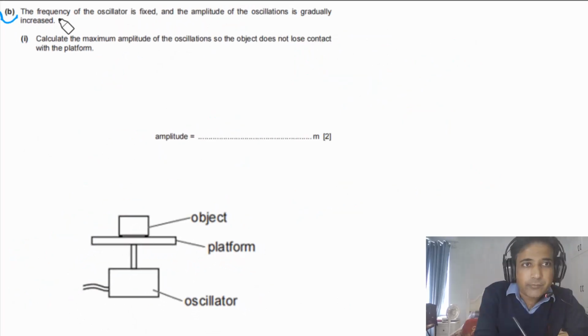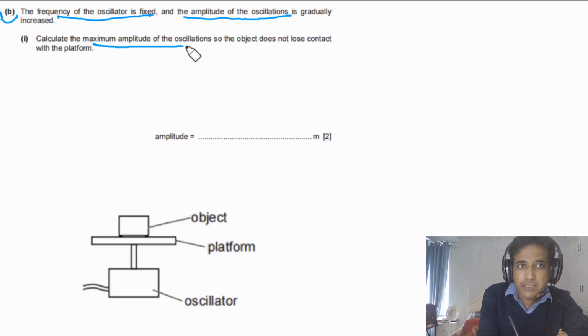Part B says the frequency of the oscillator is fixed and the amplitude of the oscillations is gradually increased. Calculate the maximum amplitude of the oscillation so the object does not lose contact with the platform.